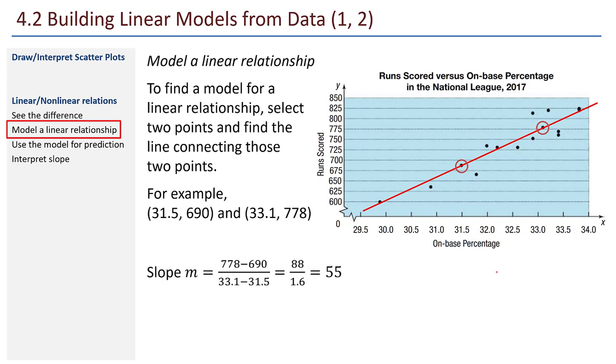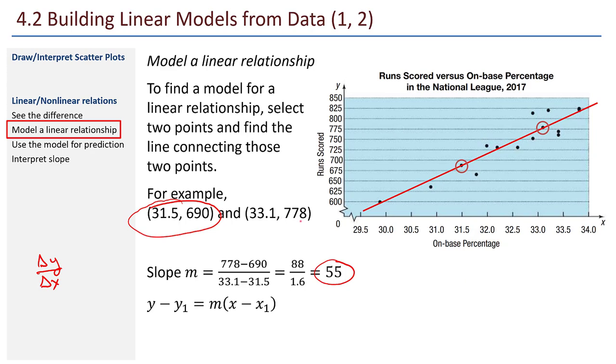Then, once we have those 2 points, I can figure out the slope of the line connecting those 2 points. The slope is just the change in the y values divided by the change in the x values. In this case, it turns out that our slope is 55. Now that I have the slope, and now that I have a point, I can use the point slope formula to figure out the equation of the line.